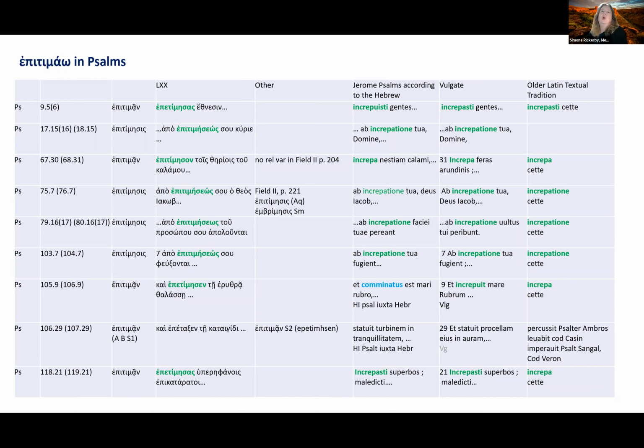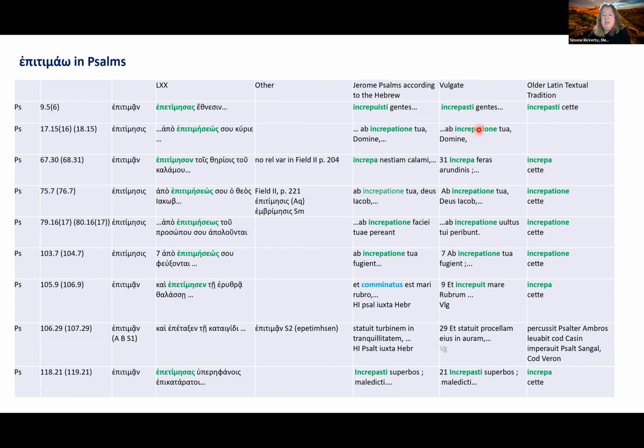There is no index of the older Latin text of the Old Testament, so we must resort to accessing relevant examples via indexes of both the Vulgate, by searching for comminari, and the Greek. In this case, we are looking for epitomao. So in this slide, we have the Septuagint reading with epitomao. The other refers to what we might find in Aquila or Symmachus, so Aquila AQ, Symmachus SM. The first column is Jerome's translation according to the Hebrew, the second one is the Vulgate translation, and the last column is the older Latin textual tradition.